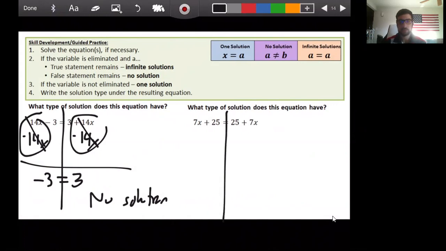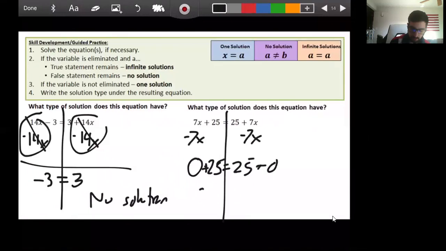All right, so we have 7x plus 25 is equal to 25 plus 7x. I'm going to go solve this. I need to get all my variables on one side. I'll subtract the 7x. I now have 0 plus 25 is equal to 25 plus 0, or just 25 equals 25. So 25 is equal to 25. I know that's true because I have 25 on both sides of my equal sign here. I know this is infinite.